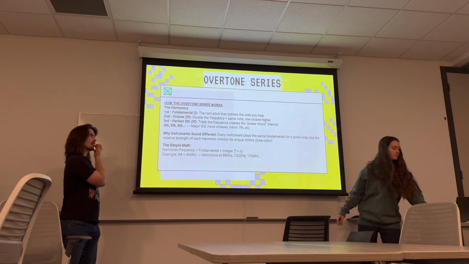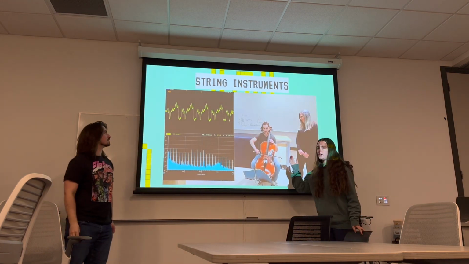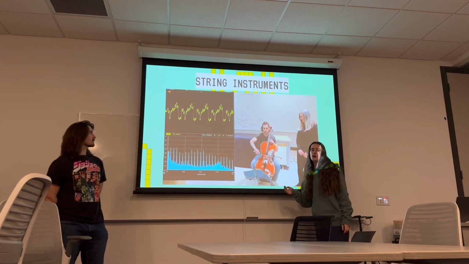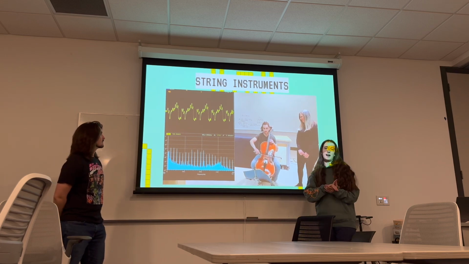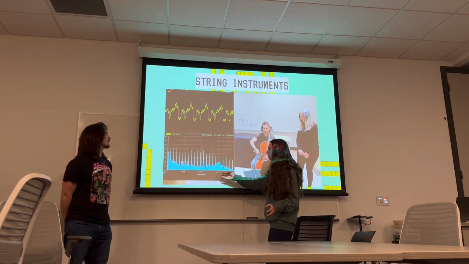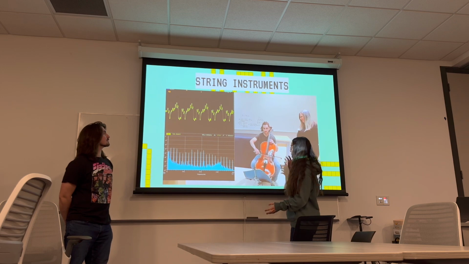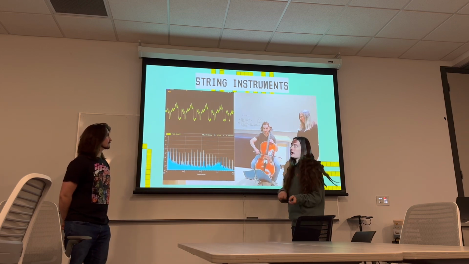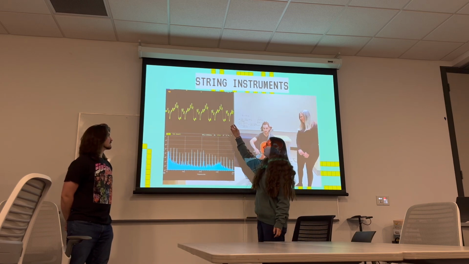This was an interesting video I watched from the University of Wisconsin-Madison, where they played different sounds, and you could see the oscilloscope and the frequency plot. This was a guy playing the A note on a cello, just open A, and this is what the plot looked like.